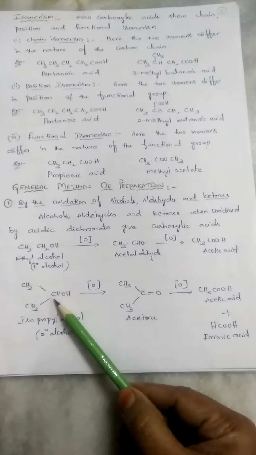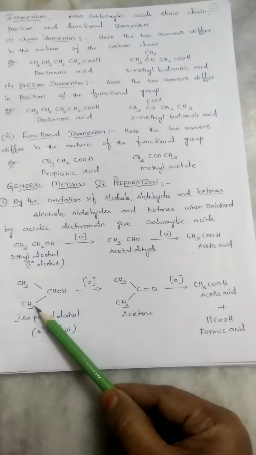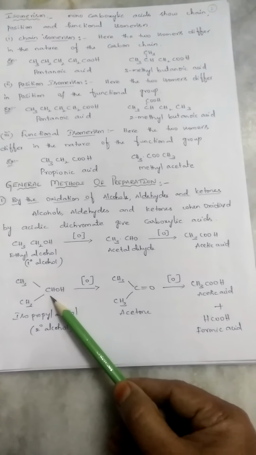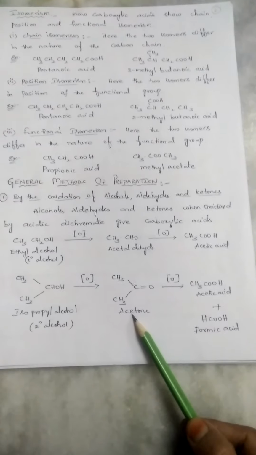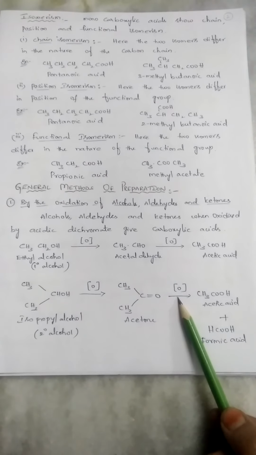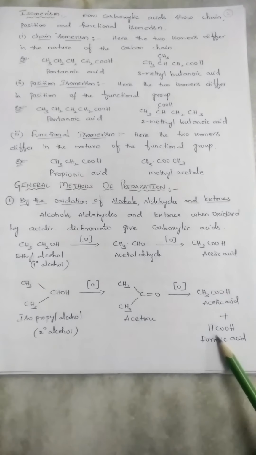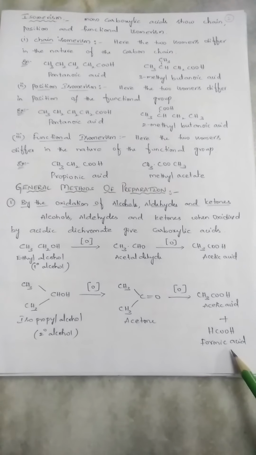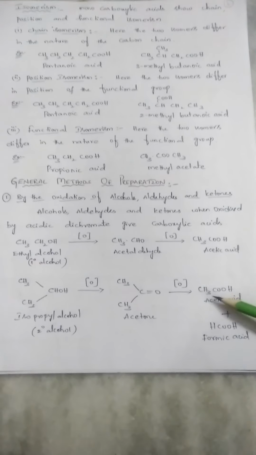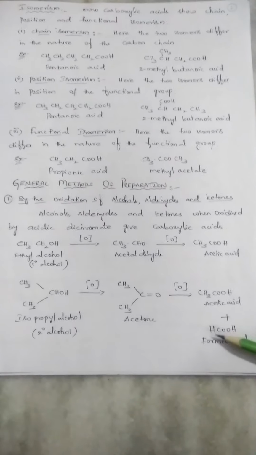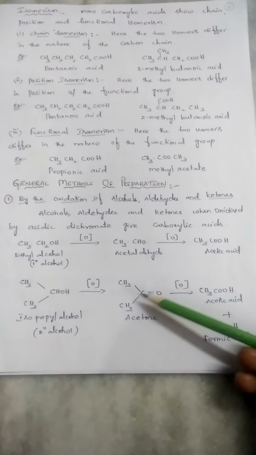And next, if you take a secondary alcohol, what is meant by secondary alcohol? The OH which is connected to a secondary carbon. That is, a carbon which is connected to 2 carbons is called a secondary carbon. So this upon oxidation forms acetone. This acetone on oxidation forms 2 carboxylic acids. One is acetic acid and another one is formic acid. If you observe carefully, here how many carbons are there? 2. Here it is 1. But the acetone contains how many carbons?